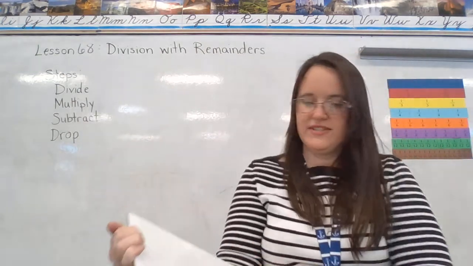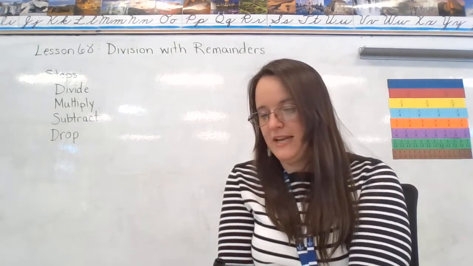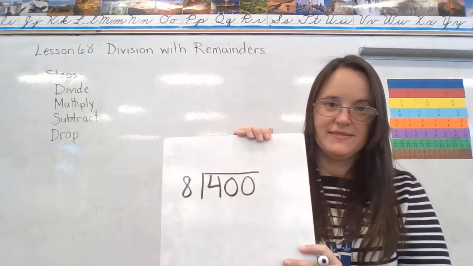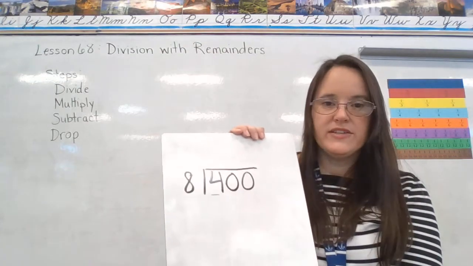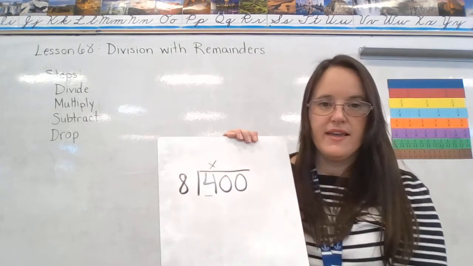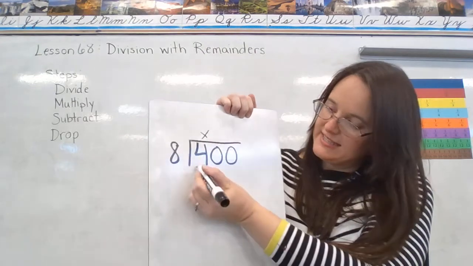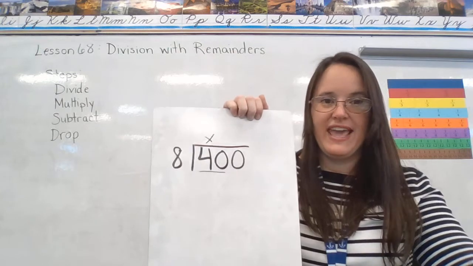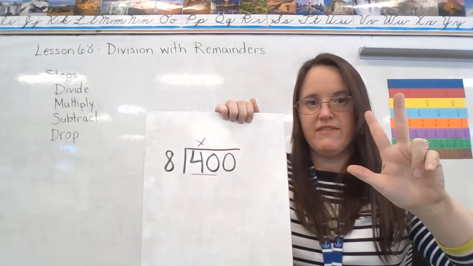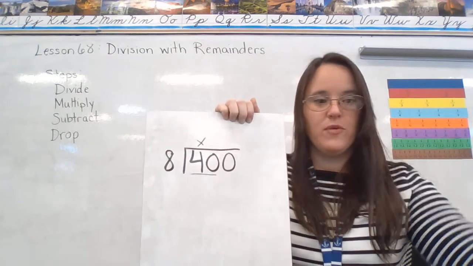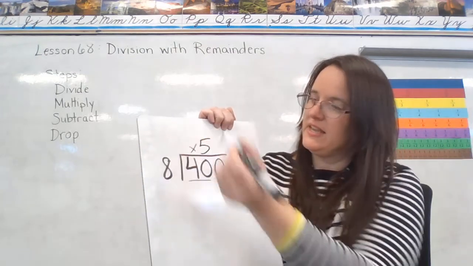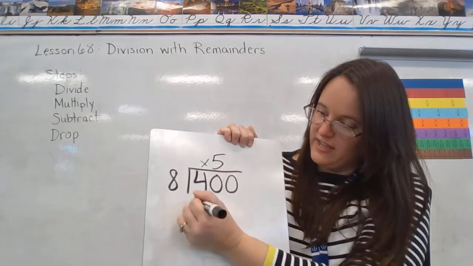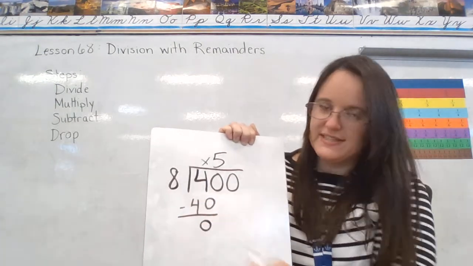So we don't worry about the 375 anymore because this is an estimating problem, and we're going to do 400 divided by 8. Does 8 go into 4? No, it does not. We'll put an X up there to hold our place. Does 8 go into 40? Yes, it does. If we count by 8, we'll get 8, 16, 24, 32, 40. We can make 5 groups of 8. Then we multiply. 5 times 8 is 40. We subtract, we get 0.